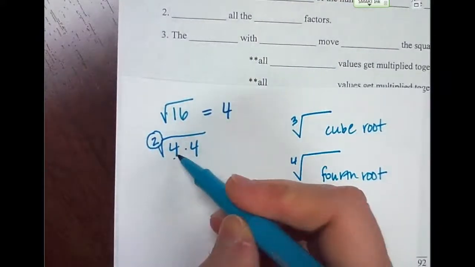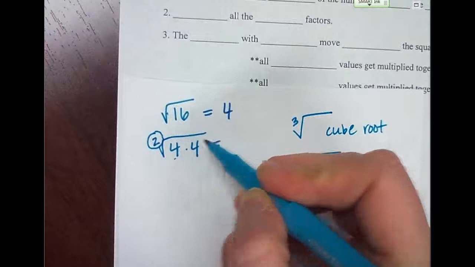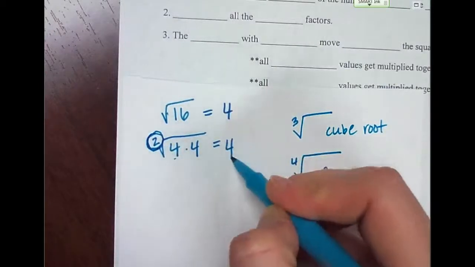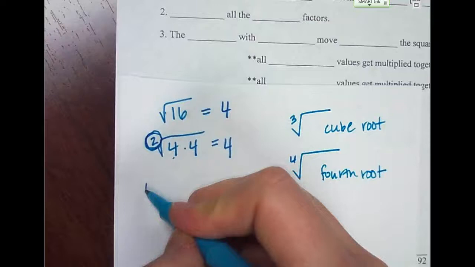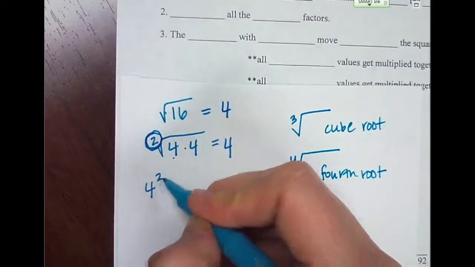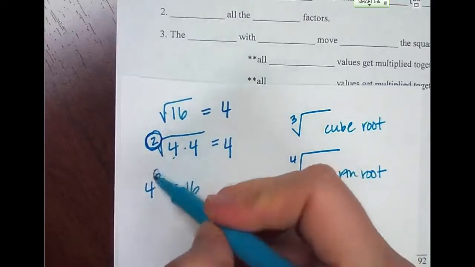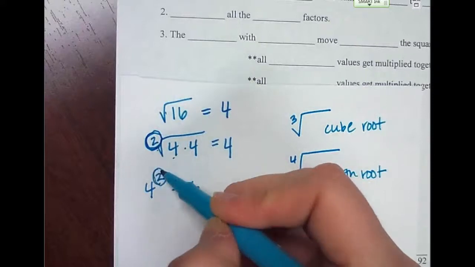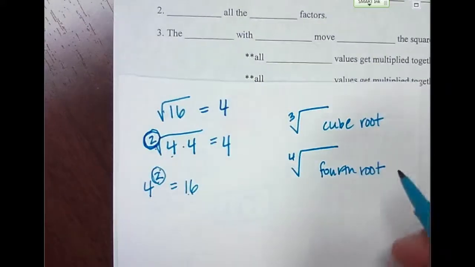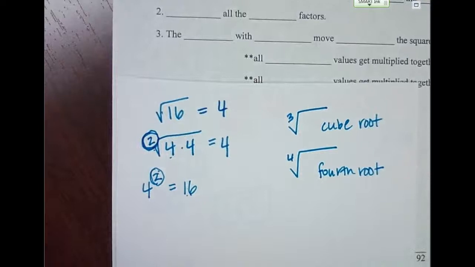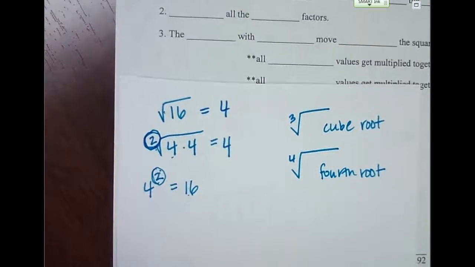So because we have this pair of 4s, and I want a pair because of this 2, I can pull out the 4. So if we were going the other way, we could say 4 squared is 16. And so what happens is this square is telling us that these cancel, and that's where we get that 16 from. Okay, so today we're going to look at ones that are not perfect squares that we need to simplify.